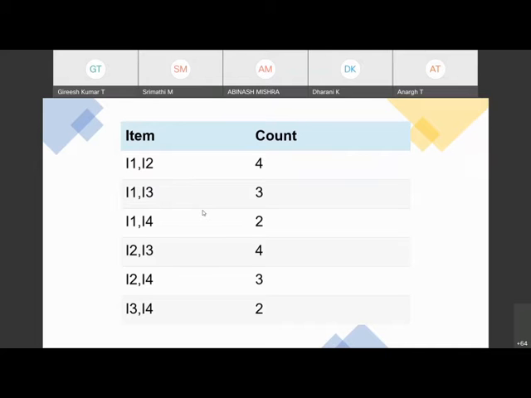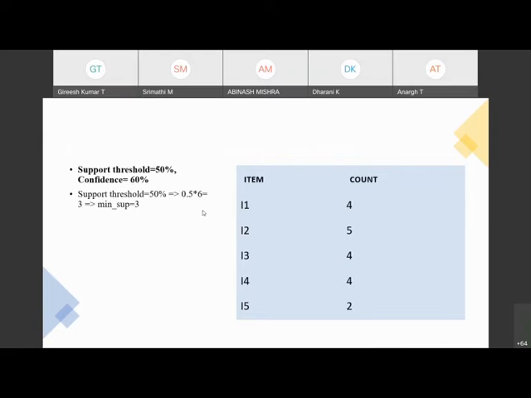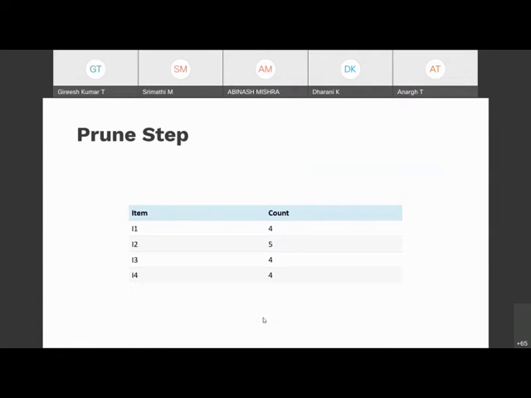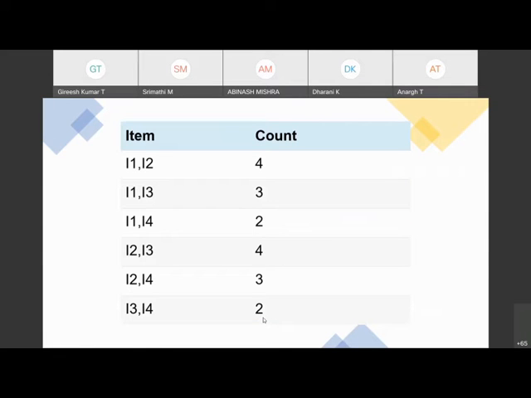Now again, you can go to our data set. The combination of item number 1 and item number 2 is present here. Then item 1 and item 2 are present in transaction 4, in transaction 5, and in transaction 6. Totally 1, 2, 3, 4. So the I1, I2 combination count is 4 here.